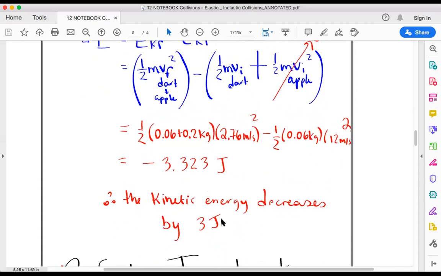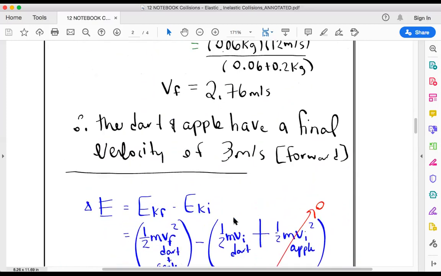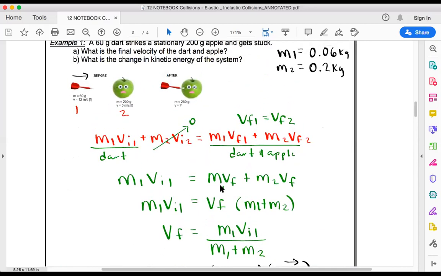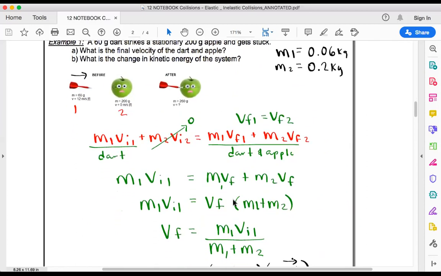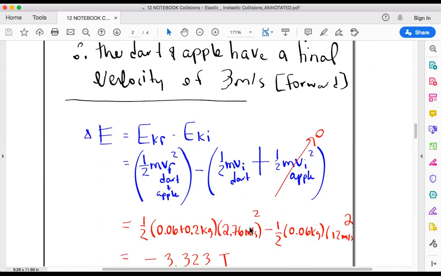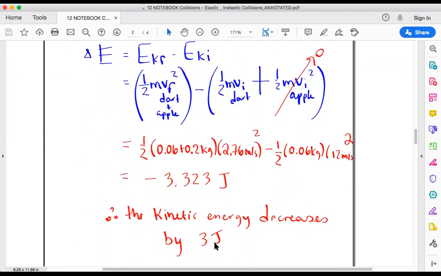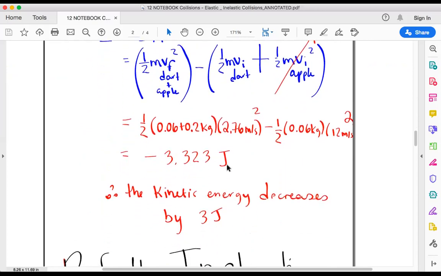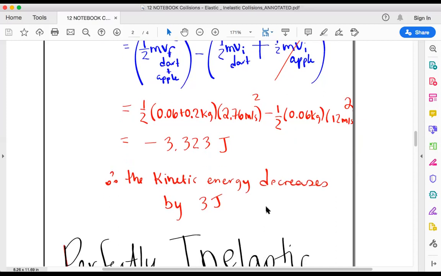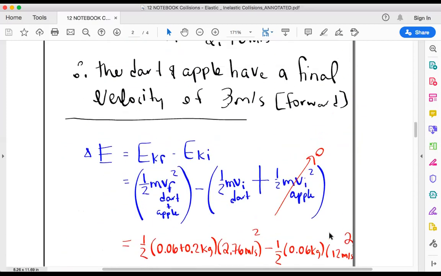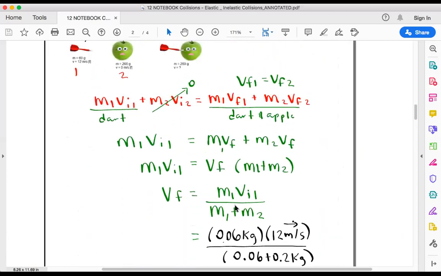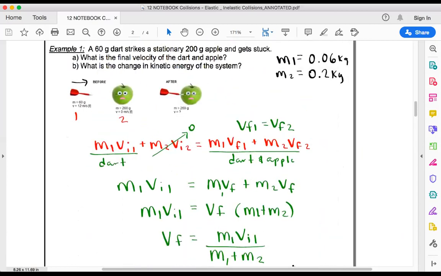I suppose when I drew this up, I saw one significant figure in the 6 of the 60 and the 2 of the 200, so I rounded it to 1 sig fig here. Otherwise, if you considered it 2 sig figs, it would be 3.3 joules lost. And this is considered an inelastic example because the dart gets stuck in the apple.